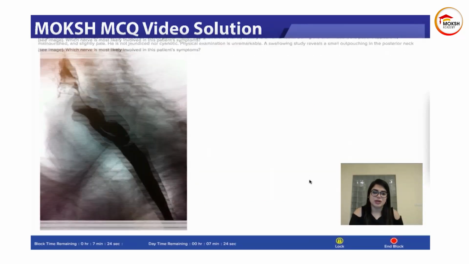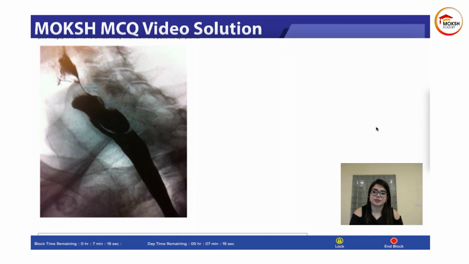What is this image? I'll tell you, it is an esophagogram. They usually tell you that this is a dye given in the esophagus. So it's not an aneurysm. Yeah, so it is a barium swallow.